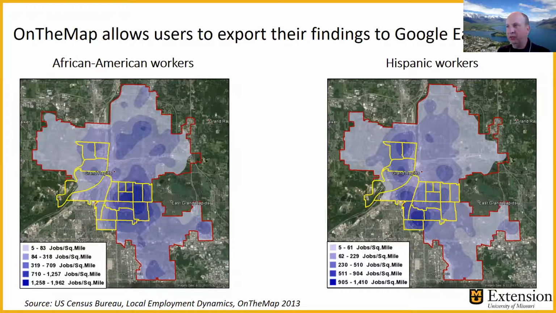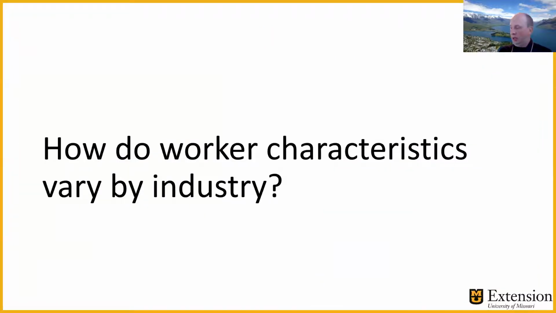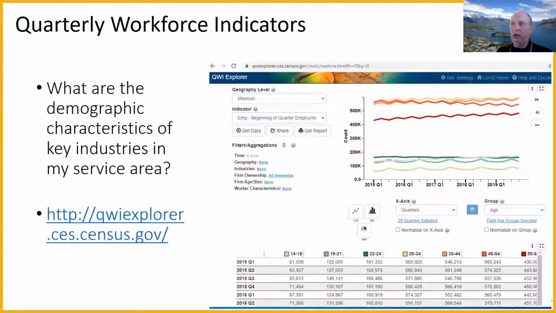It makes it look a little bit nicer than just a screenshot. So another cool thing you can do with OnTheMap. So finally, how do worker characteristics vary by industry?